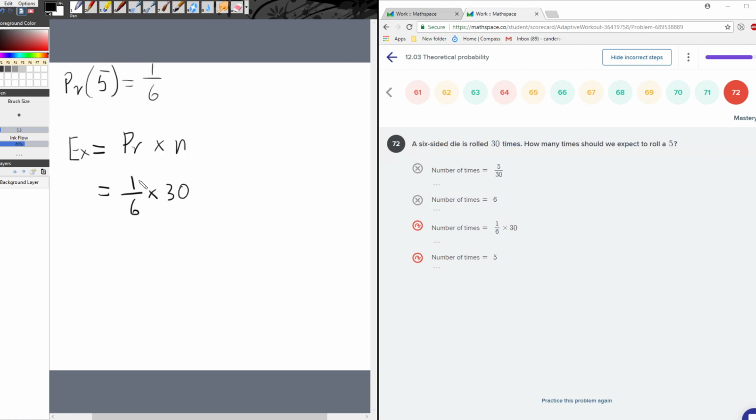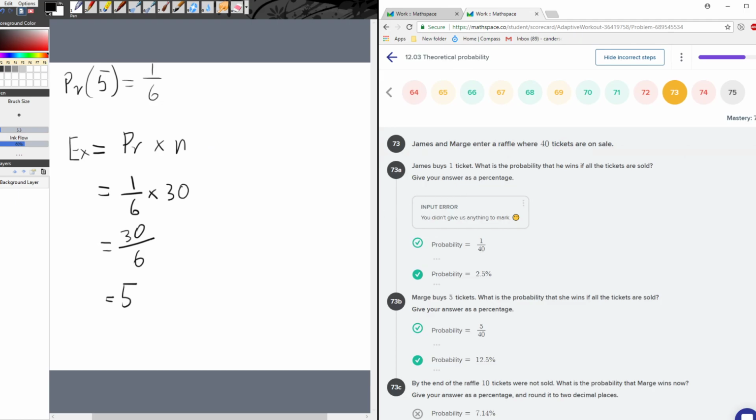Now, to work this out, we just do 1 times 30, 30, divided by 6. If you chuck that into a calculator, you will get 5. So we expect 5 5s to occur if we roll a dice 30 times. Now, because this is theoretical, it doesn't mean that it will happen. This is just what we think will happen. Have a look at another question.